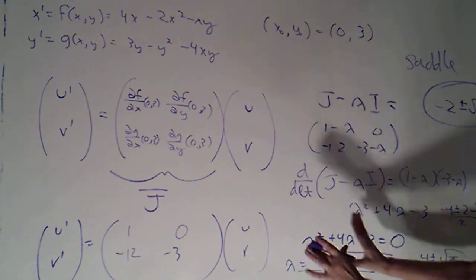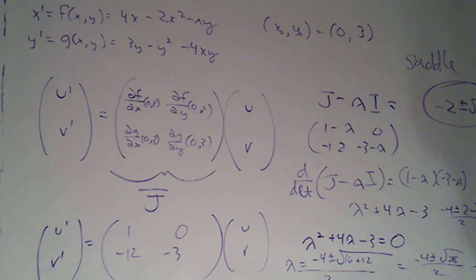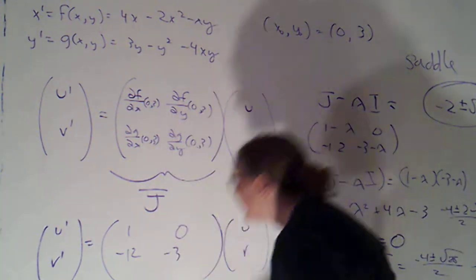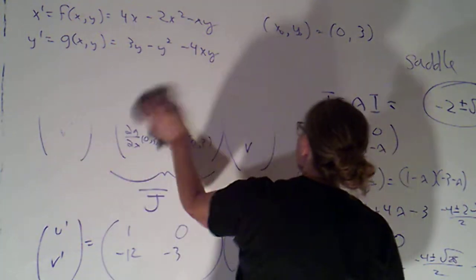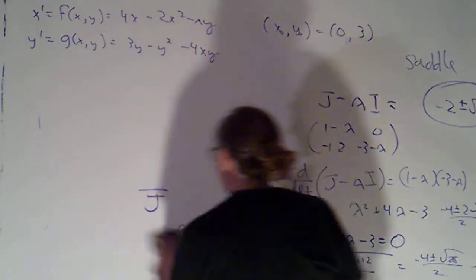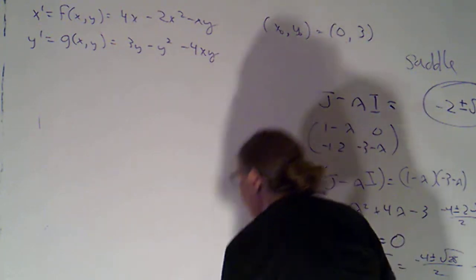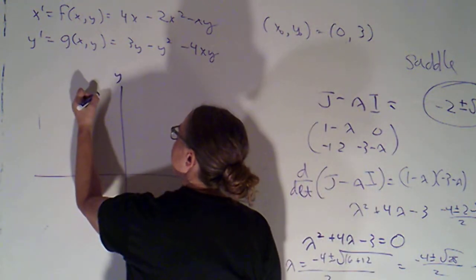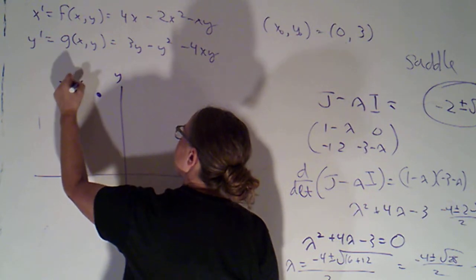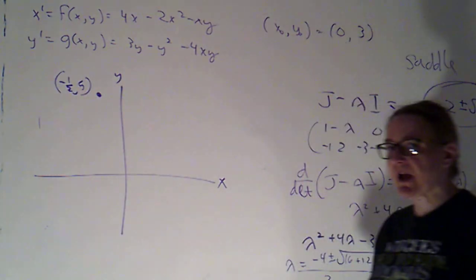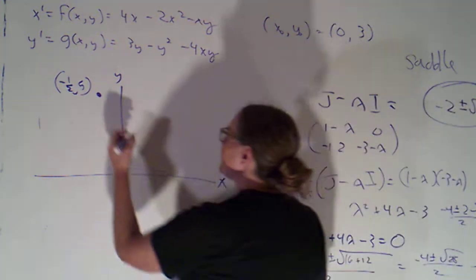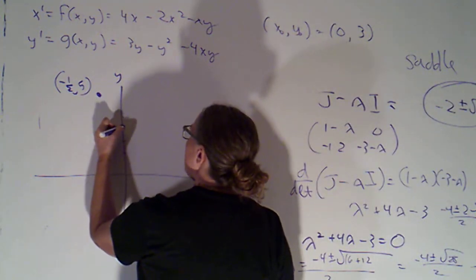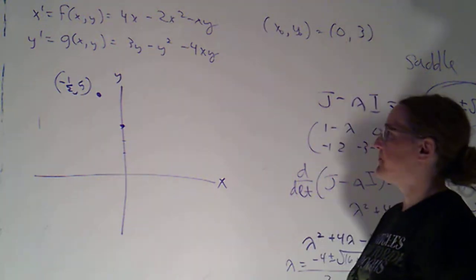So I know that in the UV plane, the origin is a saddle. And now I'm making an educated guess that in the XY plane, (0, 3) is a saddle as well. And in fact, that educated guess is right. So what's kind of interesting is if I were to look in the XY plane, I know at (negative 1/2, 5) we had a spiral sink. At (0, 3), we have a saddle.